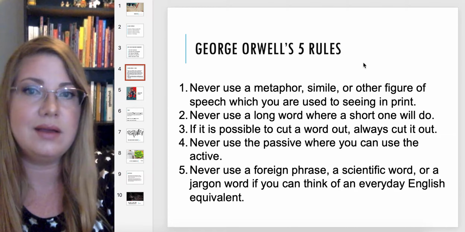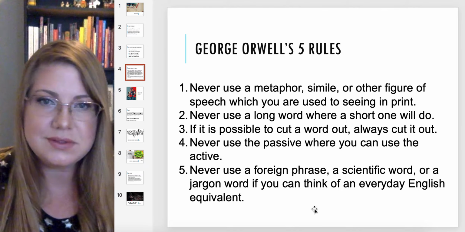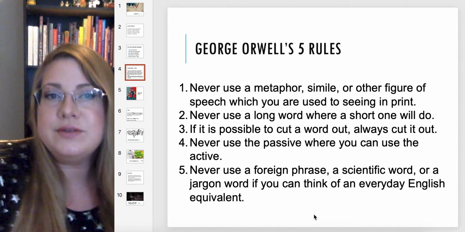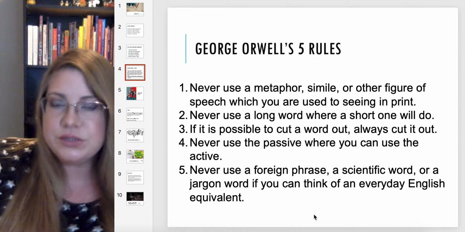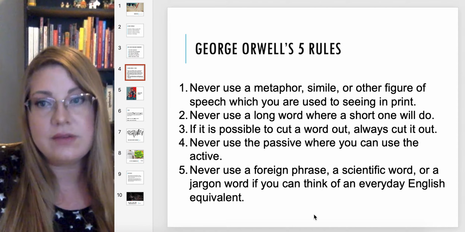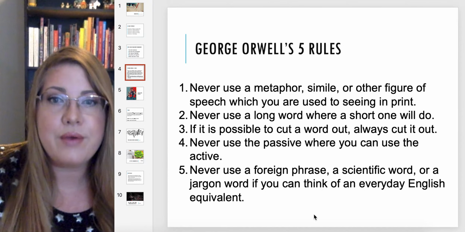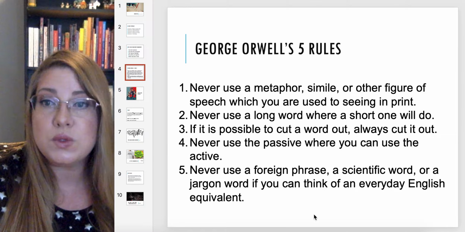Here we've got George Orwell. And don't have 5 rules. Never use a metaphor, simile, or other figure of speech which you're used to seeing in print. That's basically his way of saying avoid cliches. Never use long words where a short one will do.